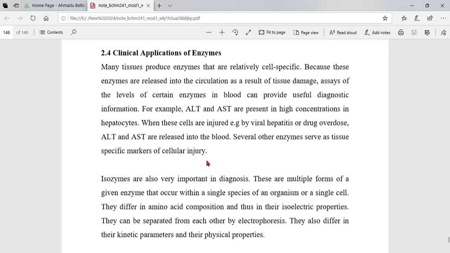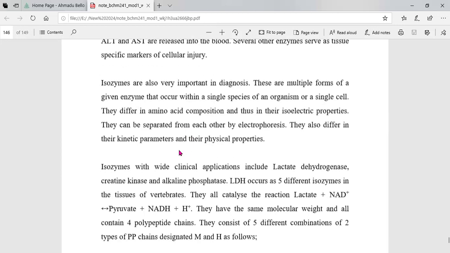So when there is a cell injury, there may be release of certain enzymes, and when you assay for those enzymes and see them in high concentration in the blood, you can infer that we are suspecting tissue damage. Now do the diagnosis. So we have what we call isozymes, which are also very important in diagnosis.